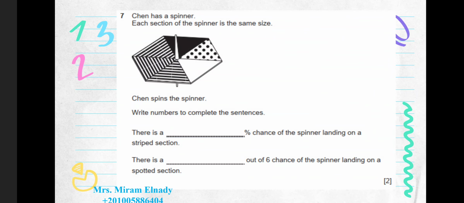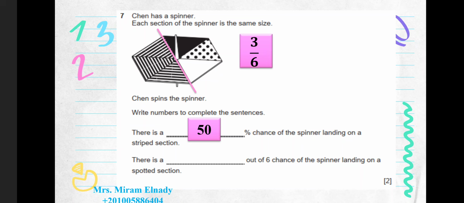We have here a spinner. Chen spins the spinner. Let's see the question. There is a percent chance of the spinner landing on a striped section. It's already cut into 6 parts. And here is the striped one. 1, 2, 3. 3 over 6. 3 over 6 means what? If I want to simplify it, it will be half. Or I can think that half of the 6 is 3. So this is equal to half, which is 50%.